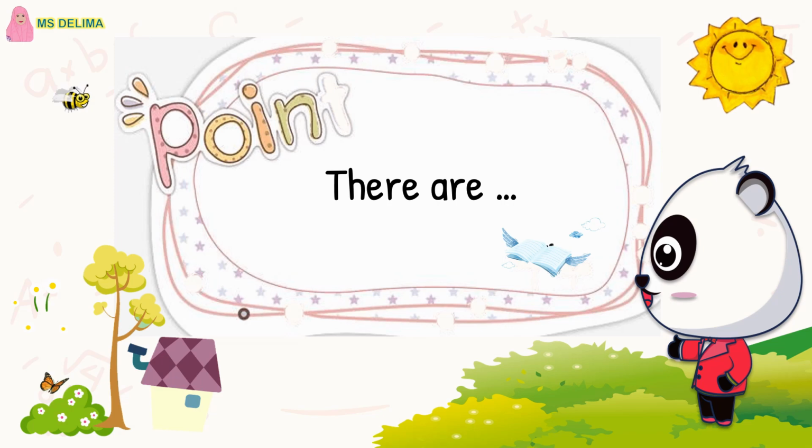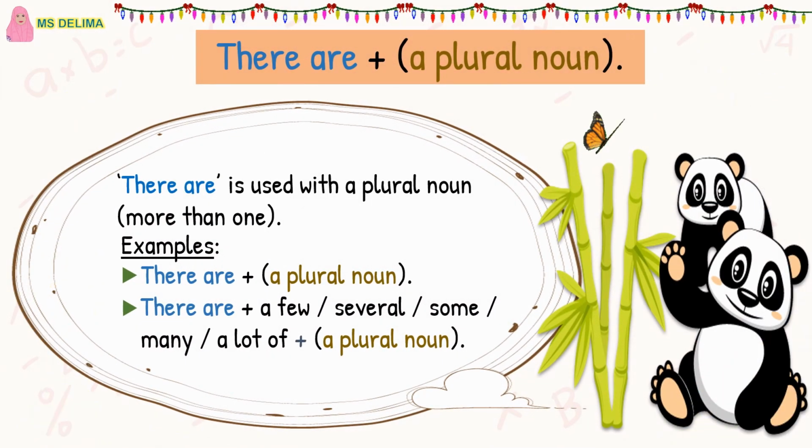There are. There are plus a plural noun. There are is used with a plural noun, meaning that there is more than one. For example, there are plus a plural noun, or there are plus quantifiers such as a few, or several, or some, or many, or a lot of, plus a plural noun.